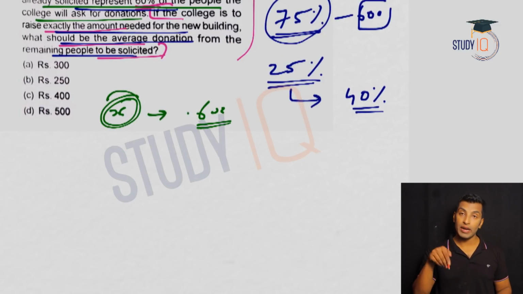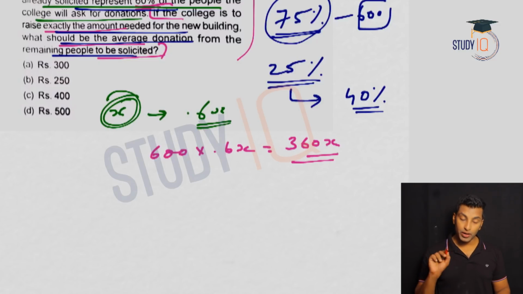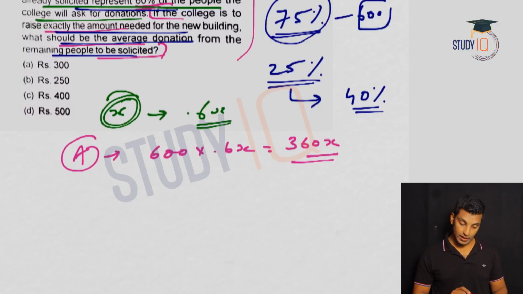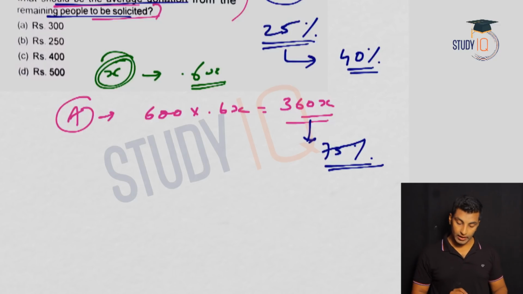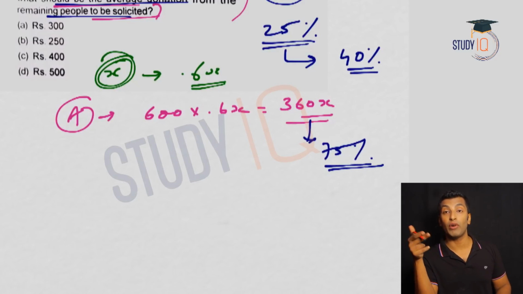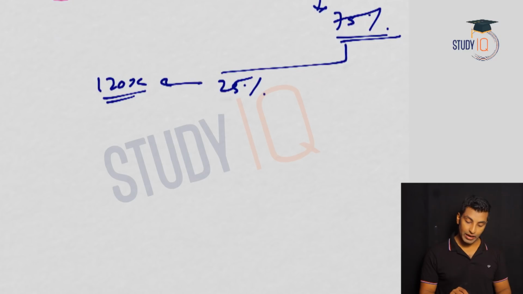So what is the amount raised from those people who were already solicited? The average is 600, multiplied by 0.6x, that means 360x. So 360x is the amount obtained from people already solicited. Now what we know is this 360x contributes 75% of the amount. Since 360 is 75, what is left out? That is 25. What will be 25%? That will be 120. Since 360 is 75, 25% will be 120x.